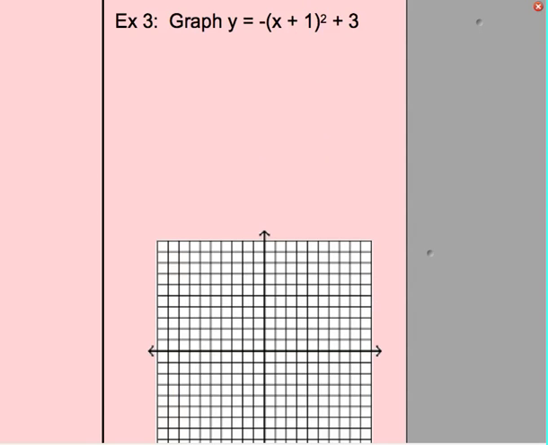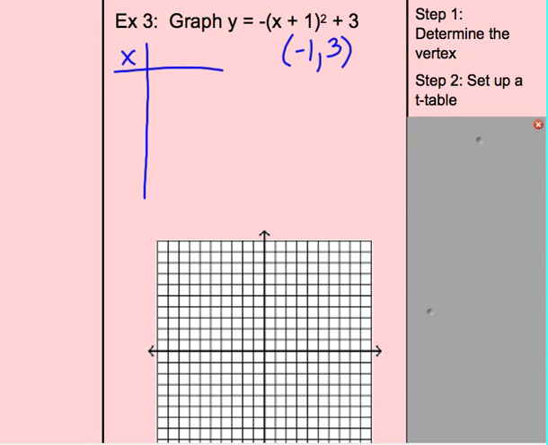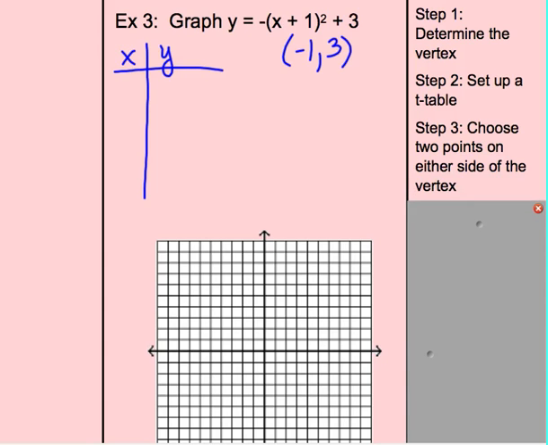Let's take a look at one more, and then we'll move on to some that are a little bit more challenging mathematically, but it's the same process. All right, figure out what your vertex is. Coming out of the parentheses is a -1. The 3 is already outside the parentheses, so that stays positive. Set up your t-table. Put that vertex right in the middle and choose 2 points on either side. So -2, -3, 0, 1.